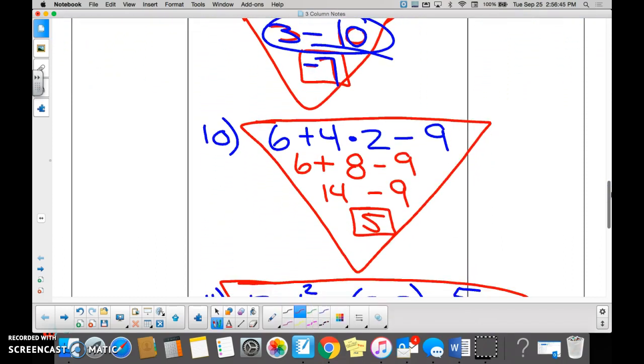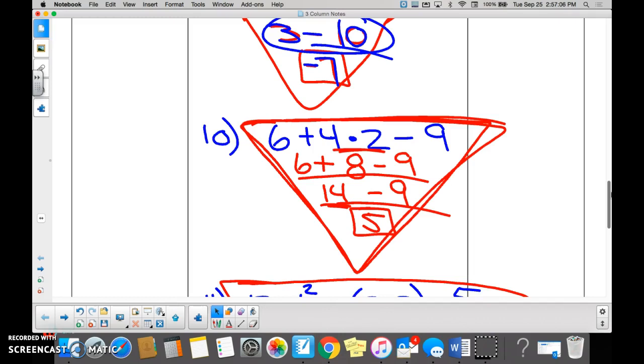When we're doing these problems, we say we are making pizza. Because how many steps are we doing at a time? One step at a time. So what's 4 times 2? 8. Then we rewrote the rest of the problem. Then we did what's 6 plus 8? 14. Then we rewrote the rest of the problem, and then we answered it.